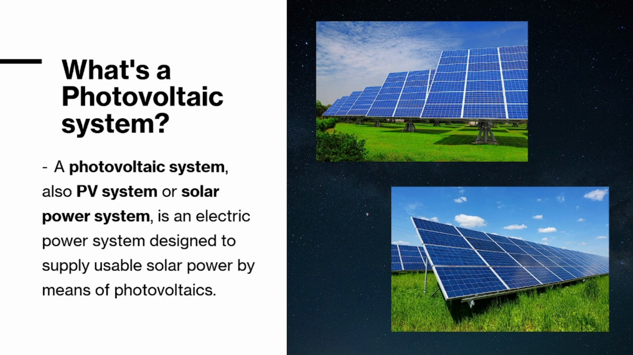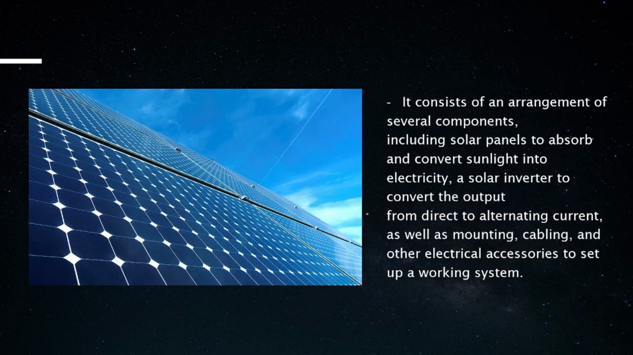So first, what's a photovoltaic system? A photovoltaic system, also simply called a PV system or solar power system, is an electric power system designed to supply usable solar power by means of photovoltaics. It consists of an arrangement of several components including solar panels to absorb and convert sunlight into electricity, a solar inverter to convert output from direct to alternating current, as well as mounting, cabling and other electrical accessories to set up a working system.